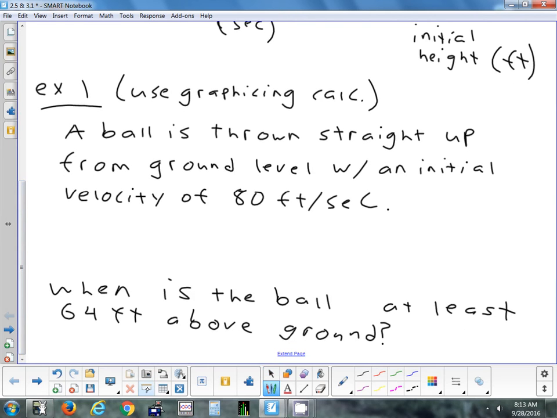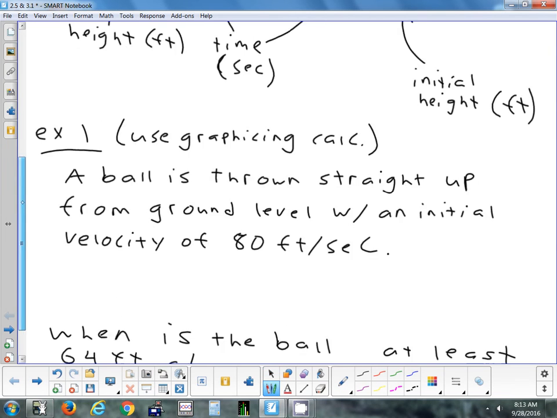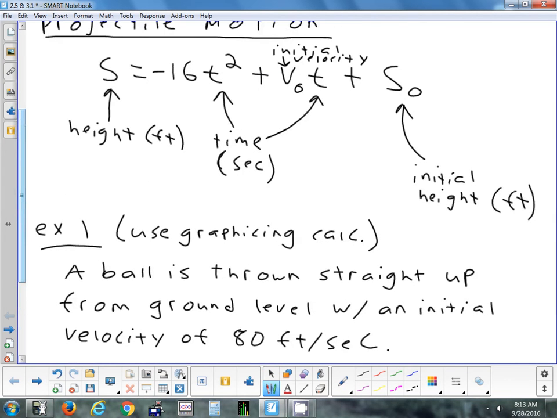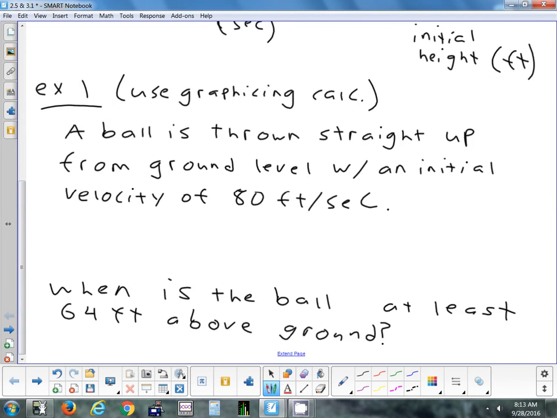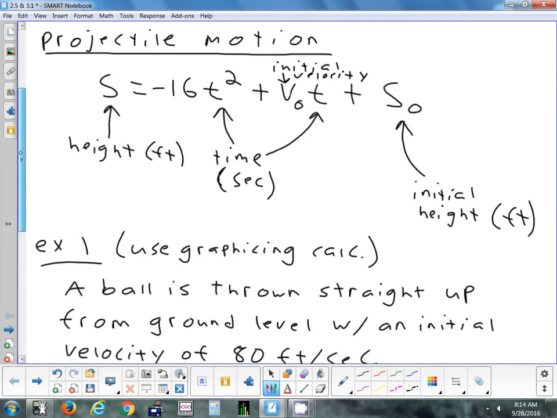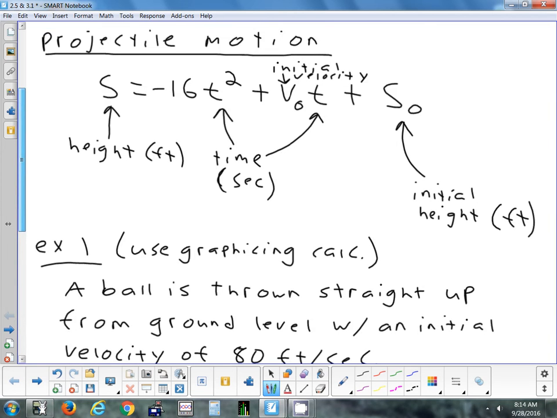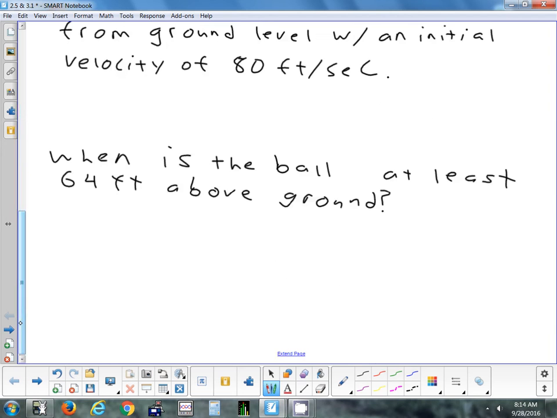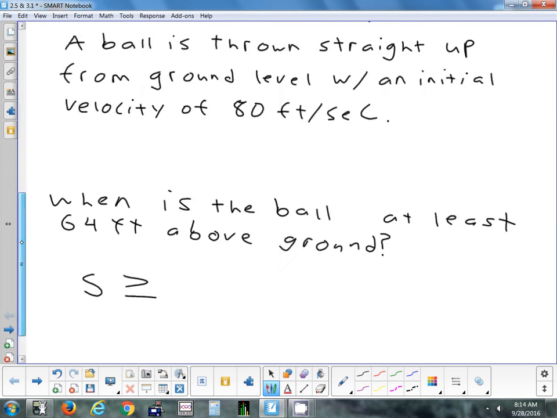All right, so let's take our equation up above. We'll turn it into an inequality. Just decide if we need a greater than or equal to or a less than or equal to, and we'll fill in any information they give us. I want to know when the height is at least 64 feet. What letter in that formula represents my height? David? S. So I want to know when S is greater than or equal to, when my height is greater than or equal to. And now I'm going to fill in.